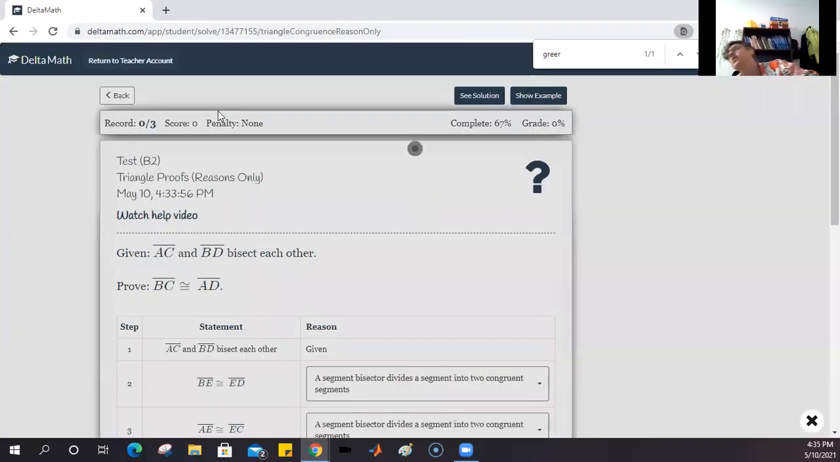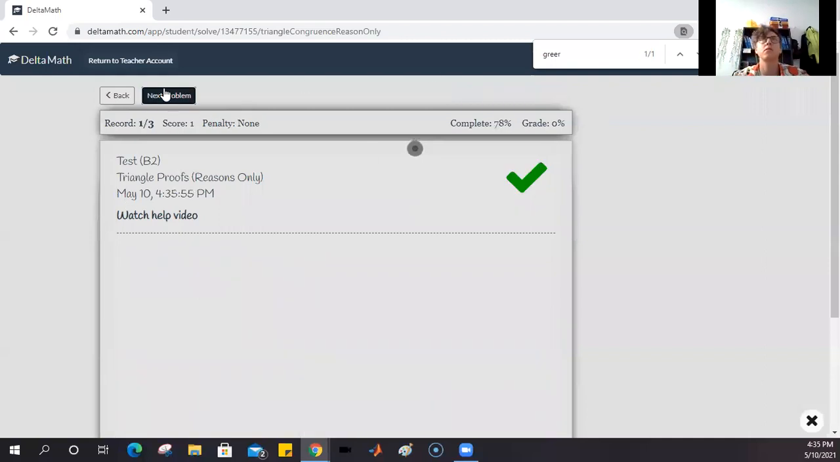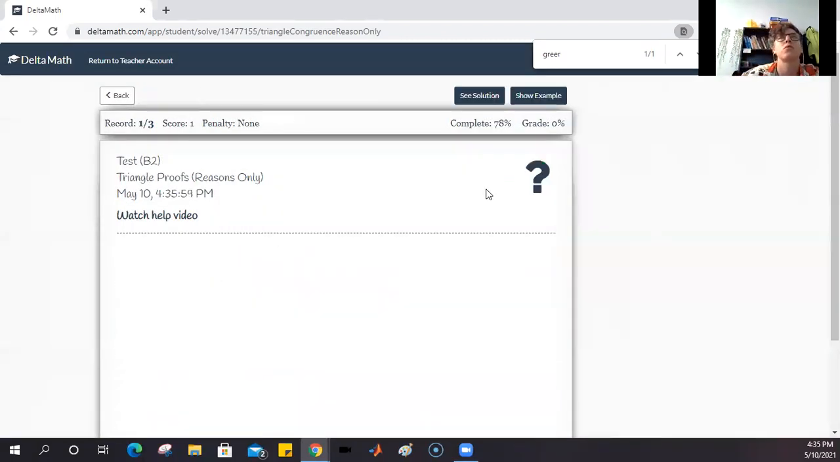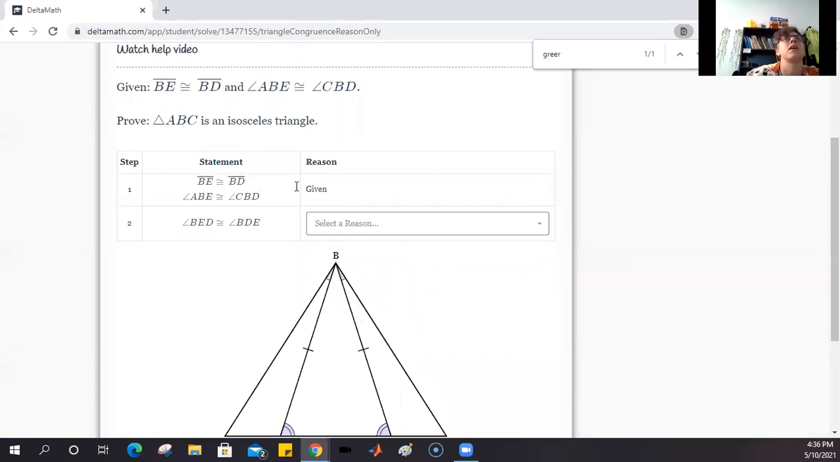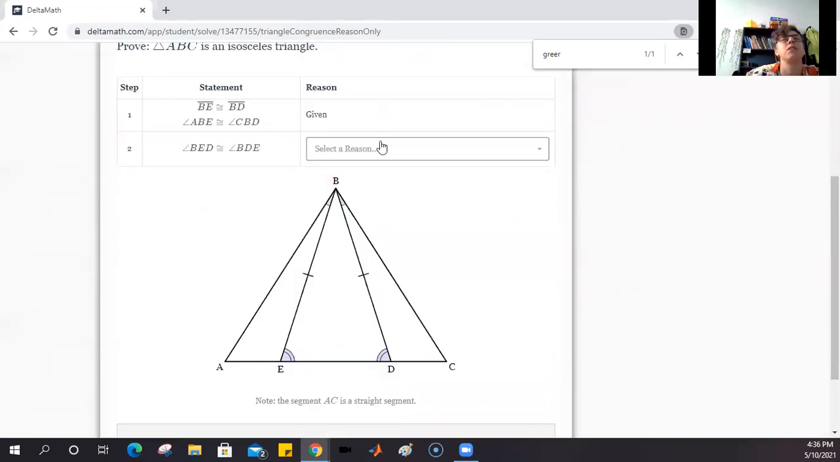All right, I believe we have two more of these questions. Yes, next problem. We are given that segment BE and BD are congruent to each other, that angle ABE is congruent to angle CBD, and we're trying to prove that ABC is an isosceles triangle. Trying to prove that ABC, the big giant triangle, is isosceles.